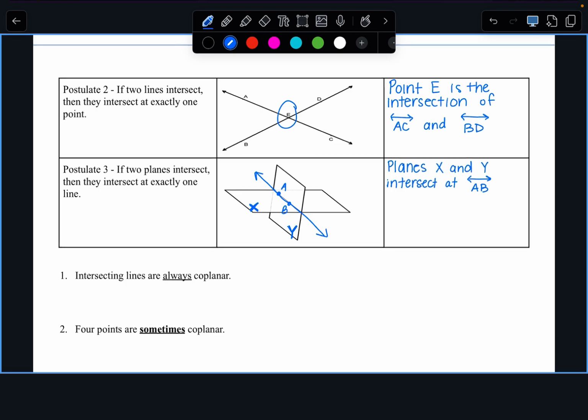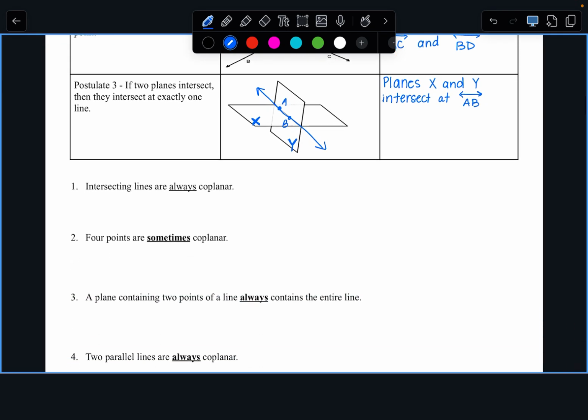Intersect at line AB. So some other things to show. Intersecting lines are always going to be coplanar because at minimum you're going to have the point of intersection and at least one other point on each line. And since there are 3 collinear points, then that's going to form a plane.